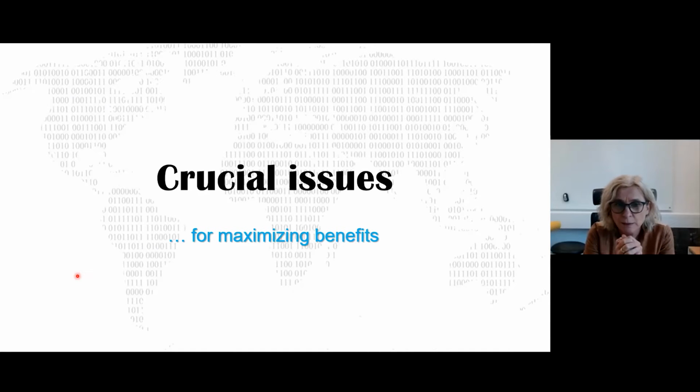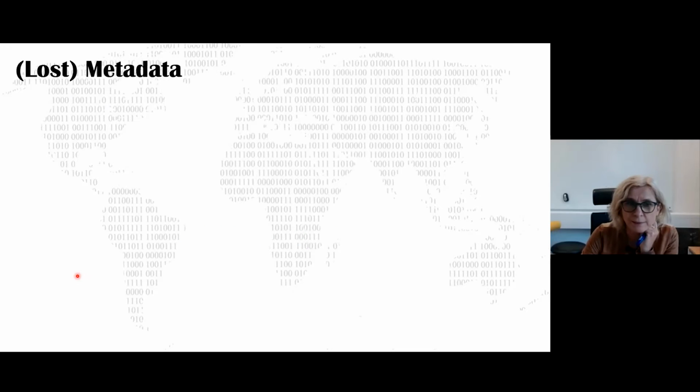So, in fact, what are crucial issues for maximizing the benefits of databases? And I'd like to address two examples here. One is metadata. So the description of data is, without doubt, crucial in order to exploit data properly. And very often these metadata are either not defined or they are lost. So additional information is lost.